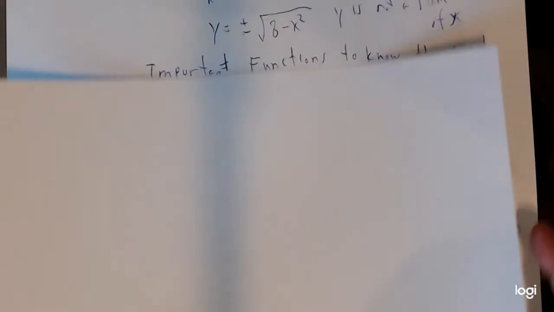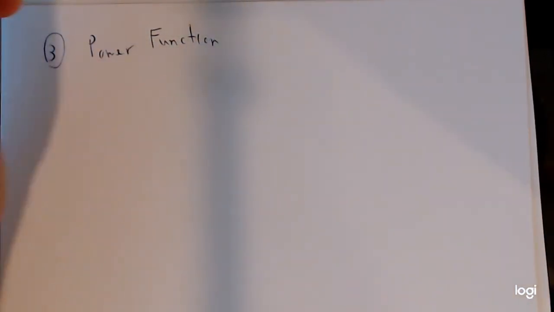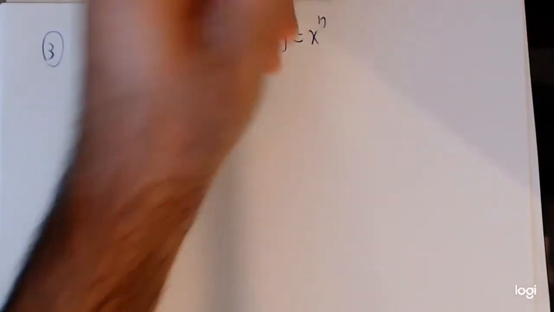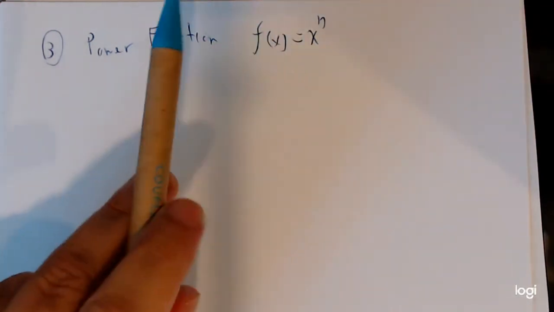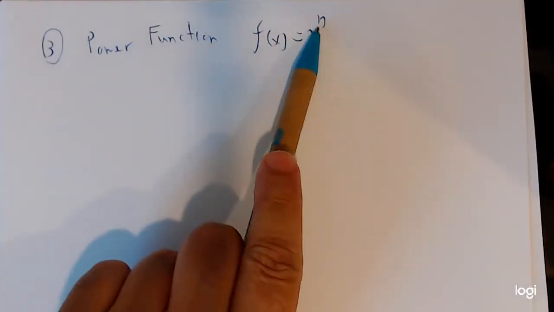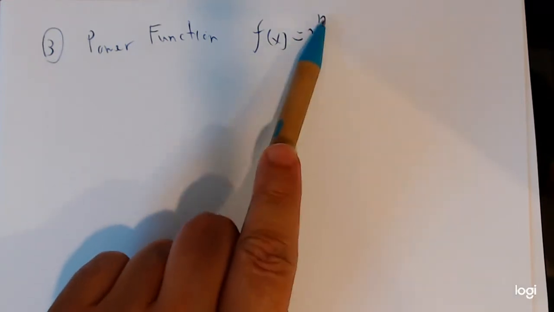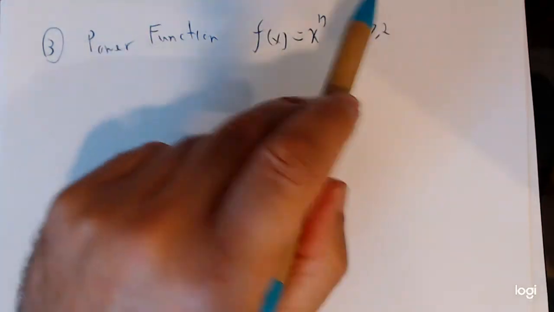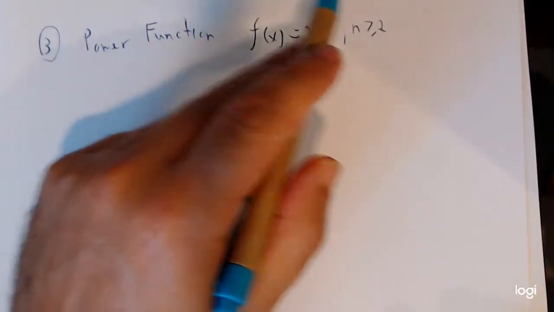So the third type of function is known as the power function. So power functions look like the form f of x is equal to x to the power of n. Now, I'm generalizing this because we know that when n is 1, we don't want that; we want n to be greater than or equal to 2, and we want it to be an integer as well.